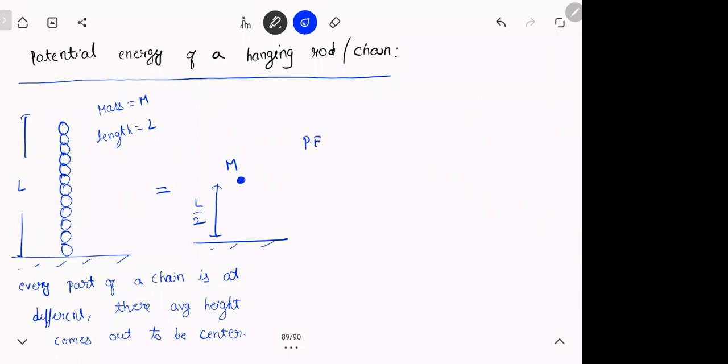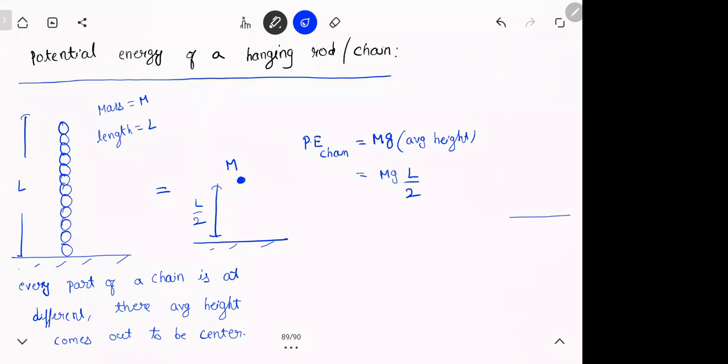And from there we can write potential energy of the chain will be mass, g and average height. In this case, it is mg L by 2. So remember that.